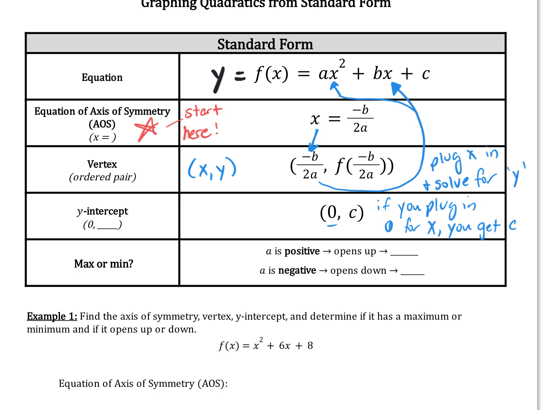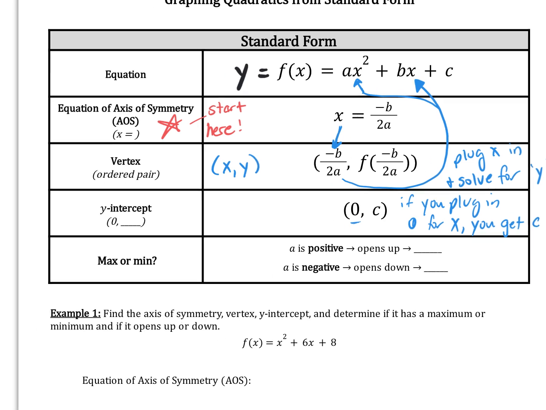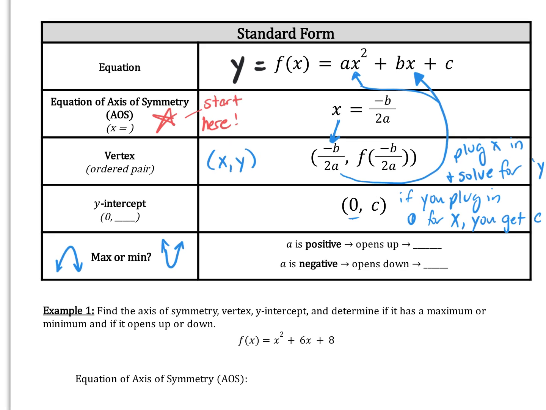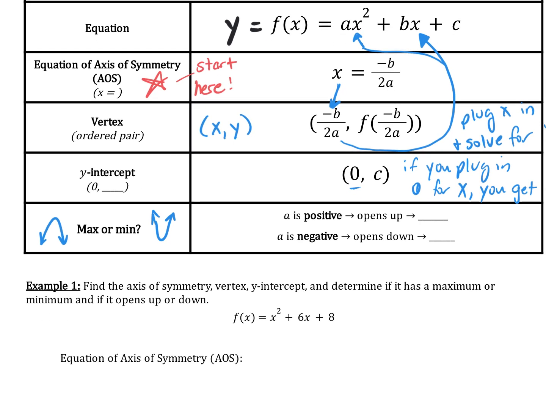Last but not least is maximum or minimum. Is your parabola a maximum or a minimum? Is it going up or down? So if a is positive and it opens up, you're going to have a minimum.